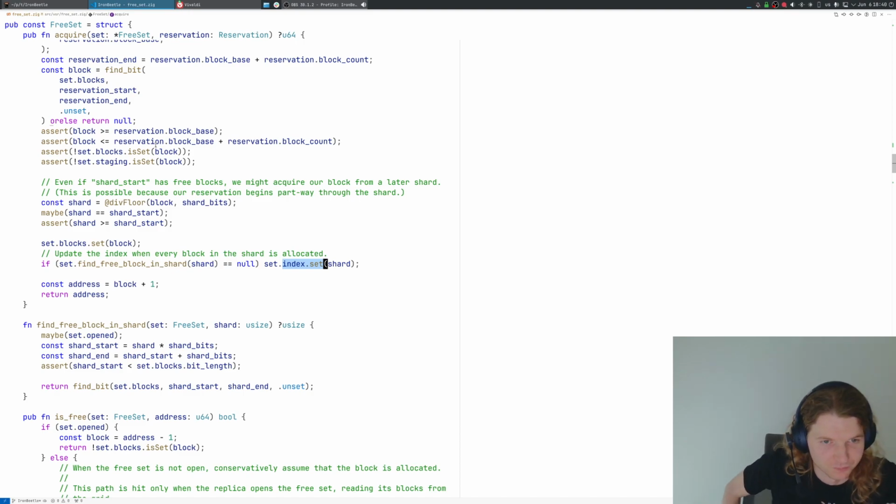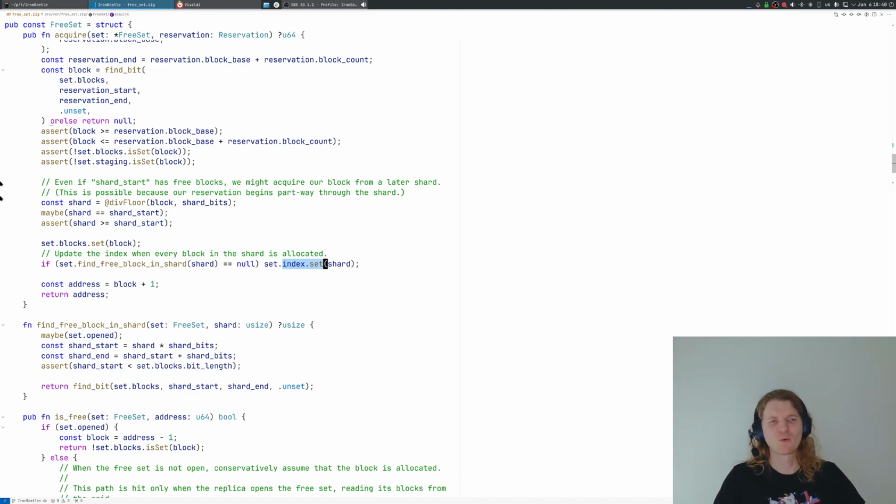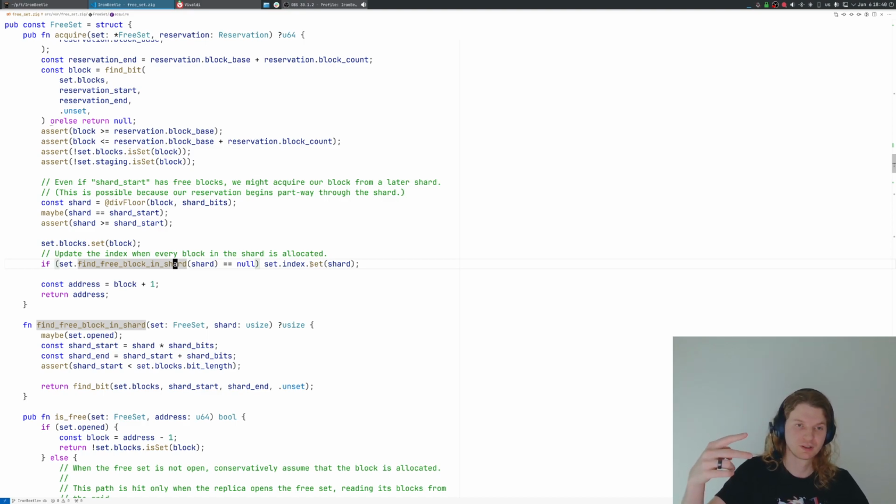So this is kind of how we maintain the structure in the index. When we want to flip a bit in our blocks bit set, we flip a bit, and then we look at whether the entire shard is full, and if the entire shard is full, we also flip a bit in the index. So we know that if a bit in the index is set, then a whole bunch of bits in the underlying bit set is also set.